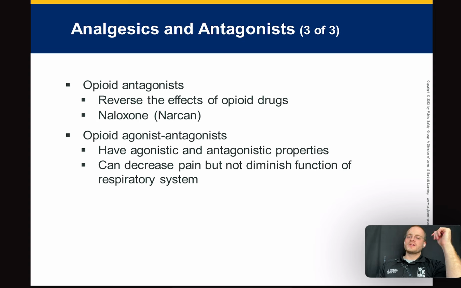Interestingly, we have opioid agonist-antagonists. An example of this would be Nubain. We don't carry this drug anymore in EMS, but basically, this is really weird. It acts on the opioid receptors, but it also blocks opioid receptors at the same time. They used to use this quite a bit in the early 2000s. They found it was kind of dangerous. It's not used very often anymore. They could also use this in people that struggle with addiction.